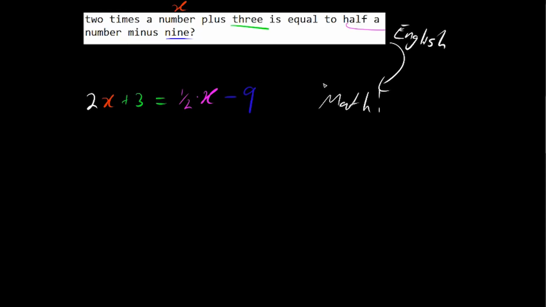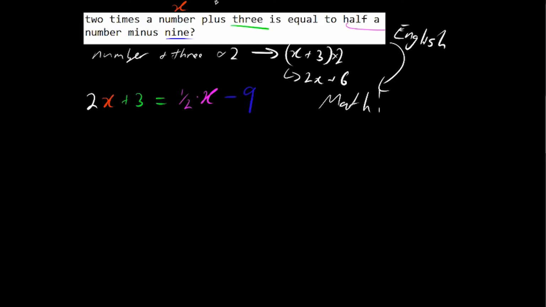In some cases, you have to also watch the wording. So if it's a number plus 3 times 2, so if it was number plus 3 and then multiplied by 2, then that would be x plus 3 all in brackets times by 2. So that would be 2x plus 6.